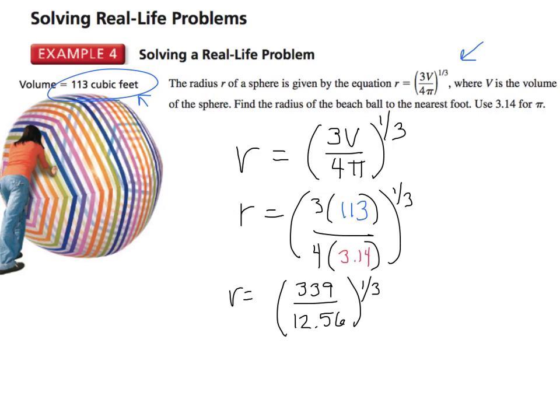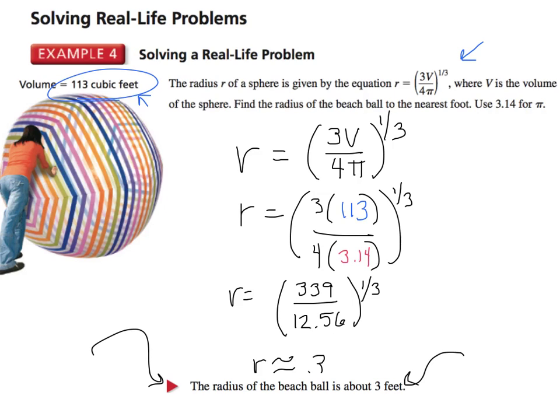Now, we could then take the cubed root of the whole thing, but the best way to do this is use your calculator. Graphing calculator is by far the best for this. So, 339 divided by 12.56 gives you a number. You take it to the 1/3 power, or the cubed root of it. You get r, the radius, as approximately 3. So your final answer would say, right here, the radius of the beach ball is about 3 feet.